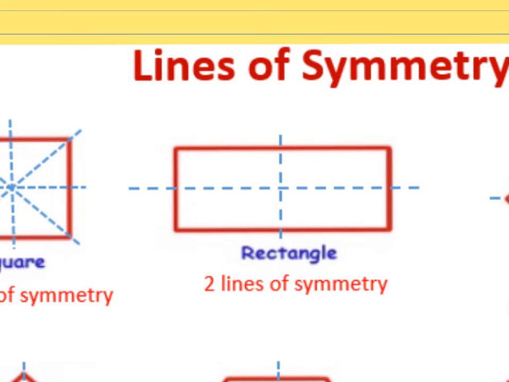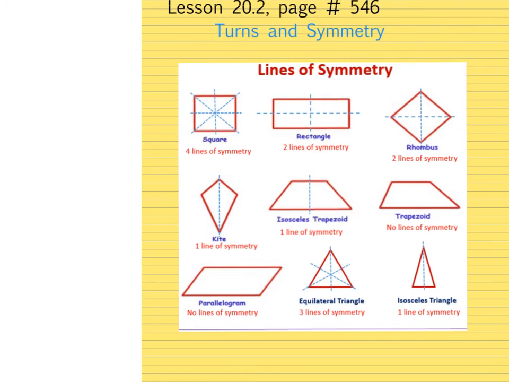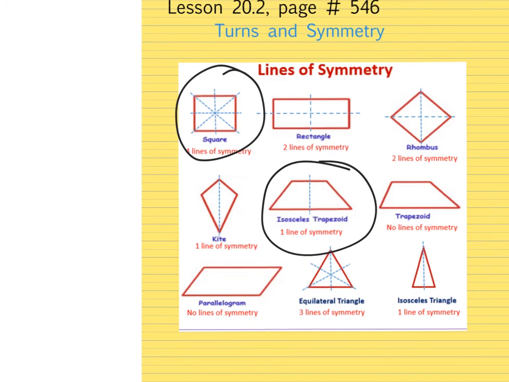Now, a line of symmetry can be discovered in different figures. For example, in the square, you have many lines of symmetry. You see here, here, here, and also here. But there are some other figures that have fewer lines of symmetry. For example, this isosceles trapezoid has only 1 line of symmetry. Now, this trapezoid has none. This isosceles triangle has only 1.